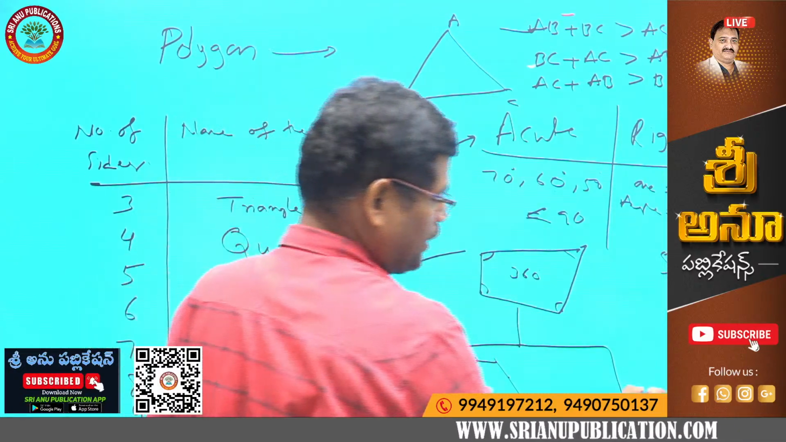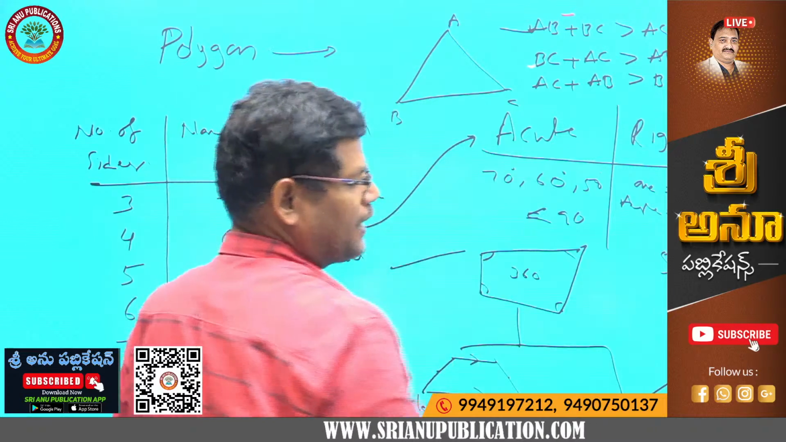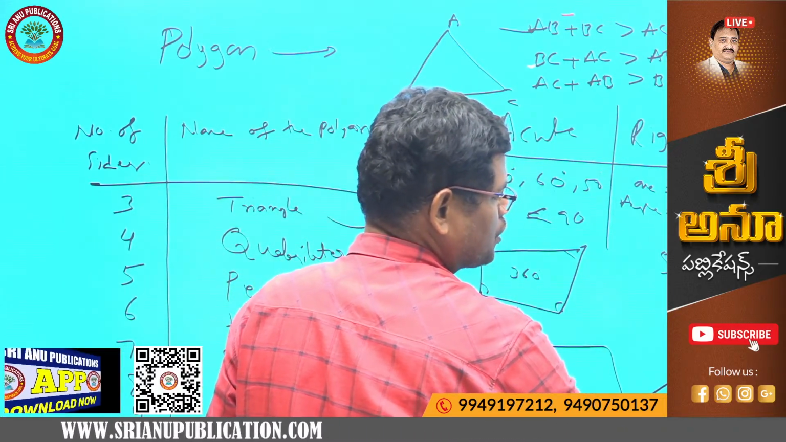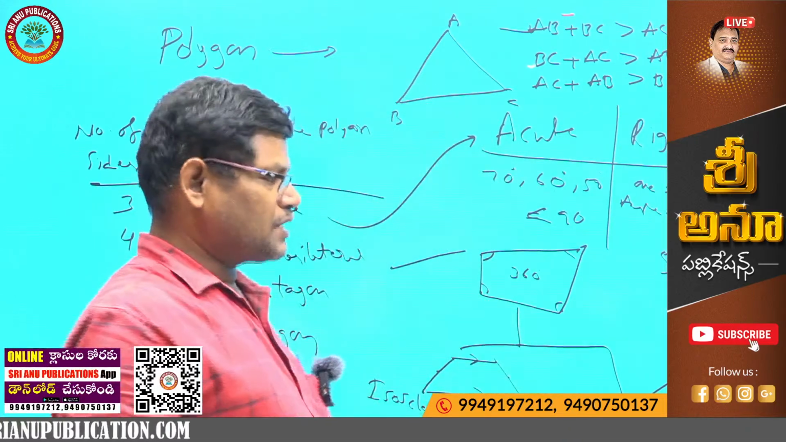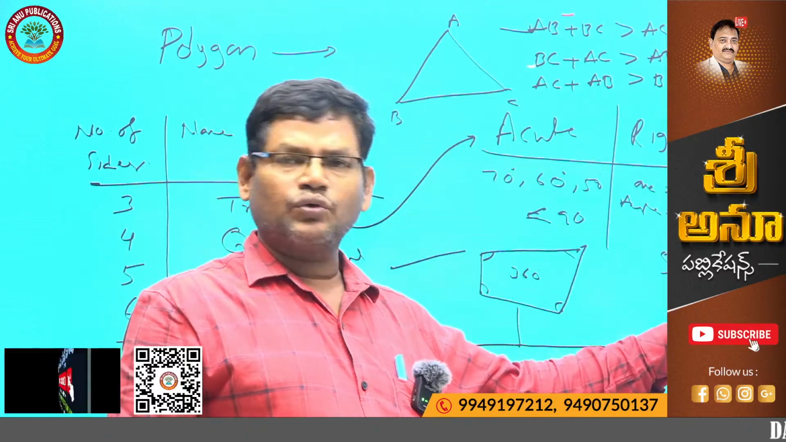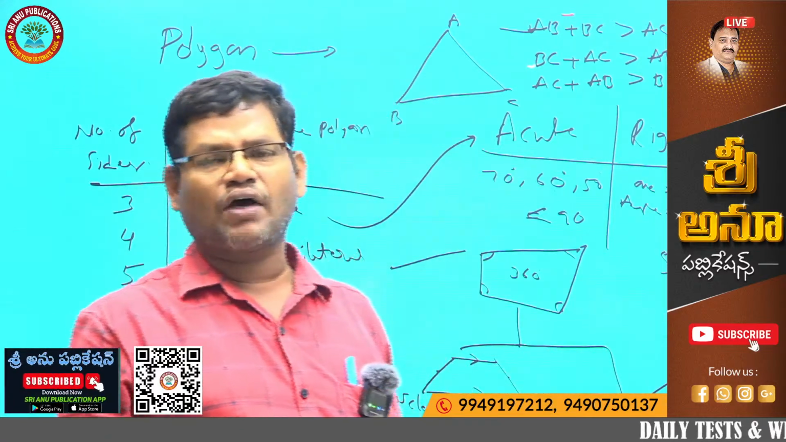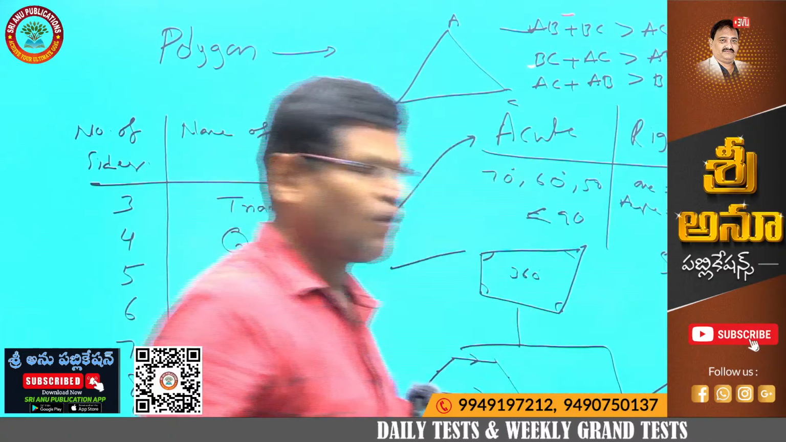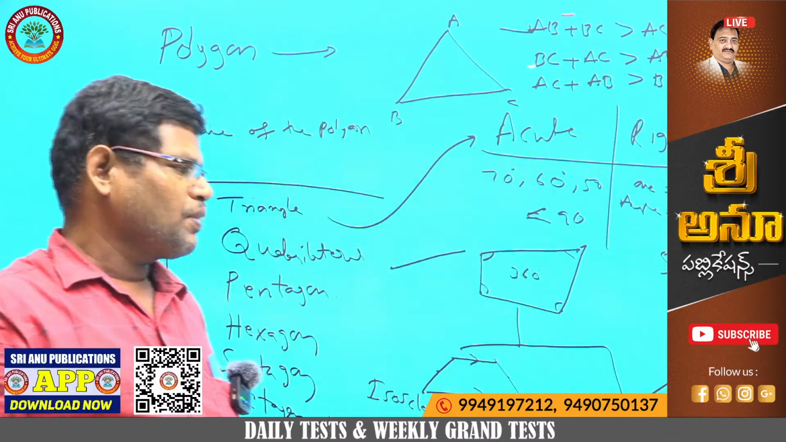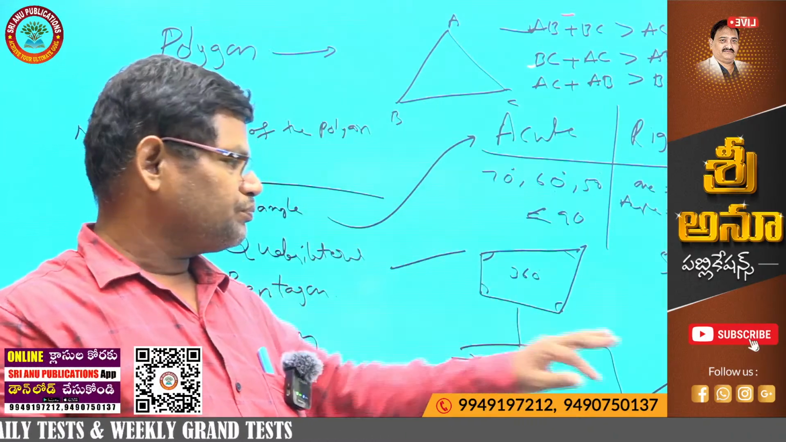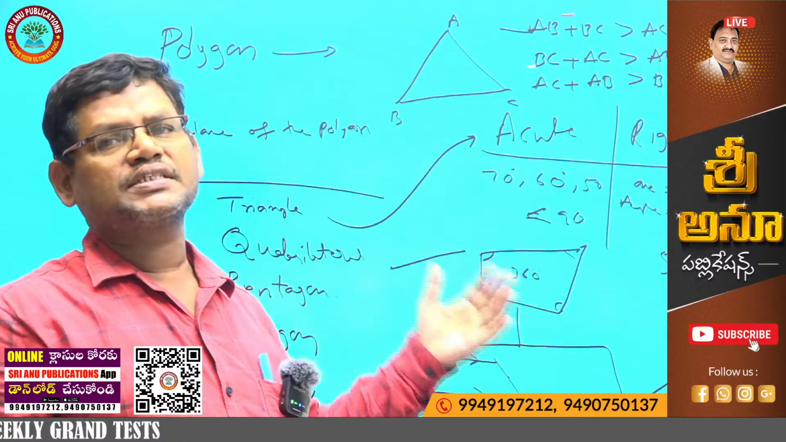Now, if adjacent sides are equal in pairs and the others are not equal, so the upper two sides are equal and the lower two sides are equal, that type of quadrilateral is called the kite. In the kite, one of the diagonals bisects the other, but the other does not.